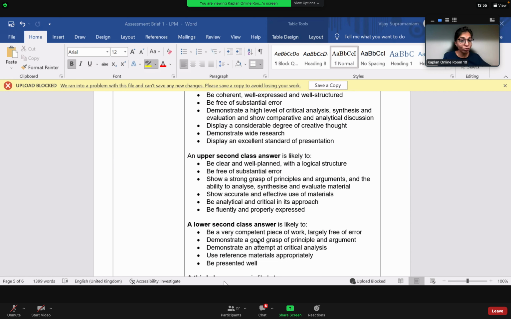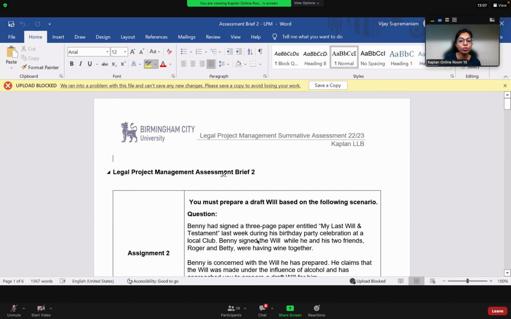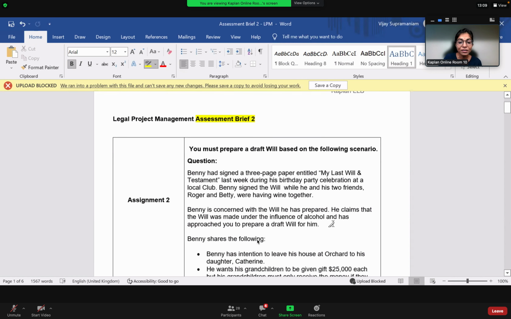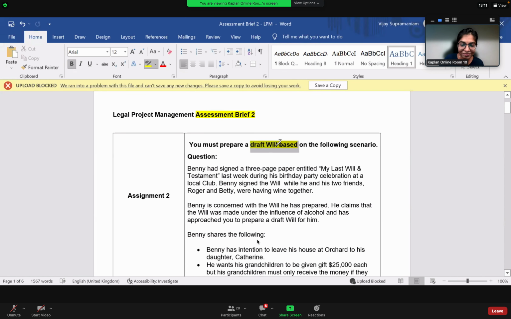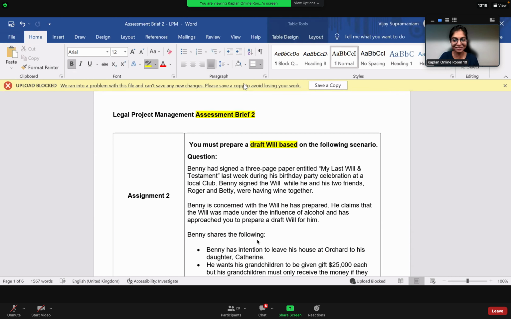Now, let me take you through summative 2. Okay, so this is summative 2. Summative 2 is very interesting. I will say summative 2 is a no-brainer. It's a way to get you to pass your assessment, okay? But of course, it carries only 25%. Remember that. This is the situation given to you about Benny.